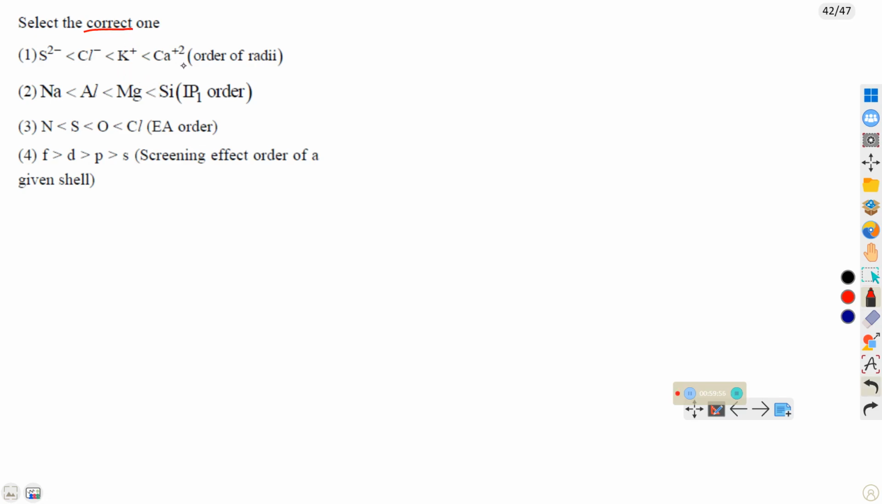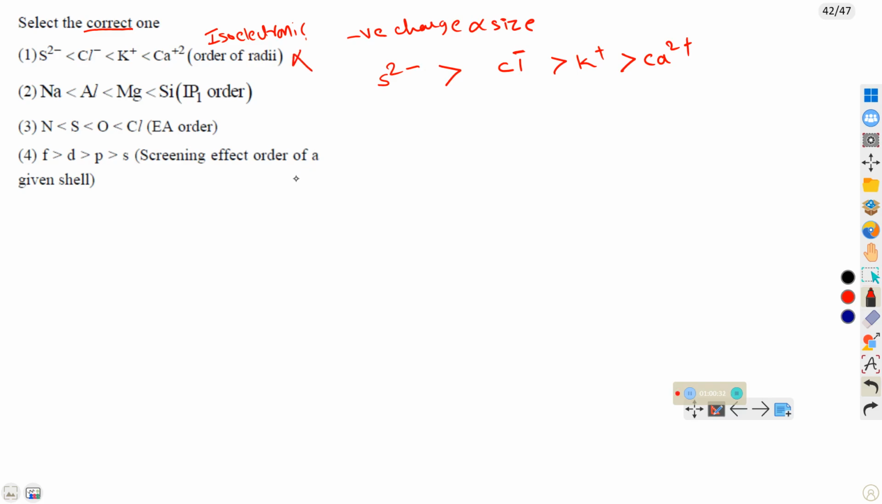First of all, these are isoelectronic species. In case of isoelectronic species, negative charge is directly proportional to size. So S2- greater than Cl- greater than K+ greater than Ca2+, since positive charge is inversely proportional to size. So this is incorrect. IP1 order, this is correct.